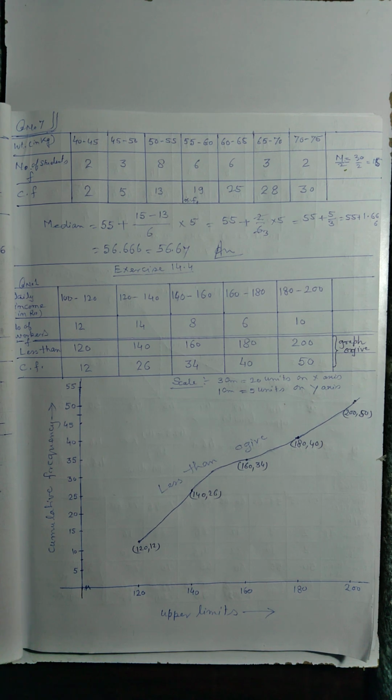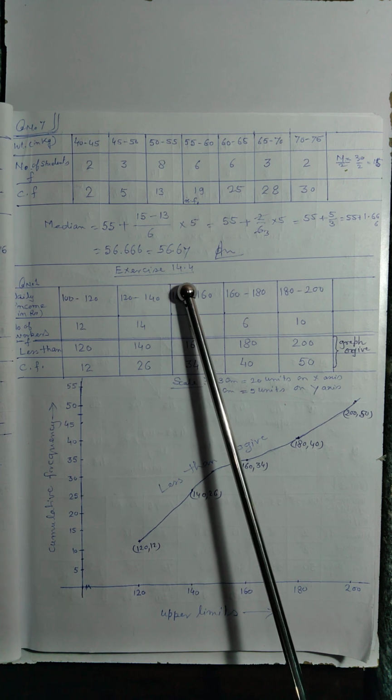CBSE Class 10th Mathematics Statistics Chapter 14 Exercise 14.4. Now the question number 1: the following distribution gives the daily income of 50 workers of a factory. Convert the distribution above to less than type cumulative frequency distribution and draw its ogive.